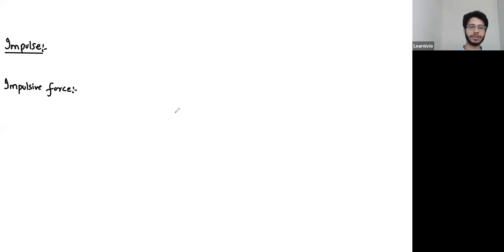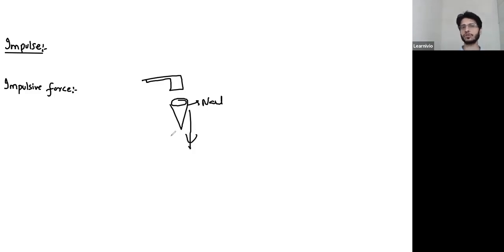You can take one more example, like the example of a nail. If you have a nail, you strike this nail with a hammer. If you strike this nail with a hammer, then the time for which hammer and nail are in actual contact is very small. But that has a very large effect on the nail. This nail goes deep inside the box or wherever you put this in.